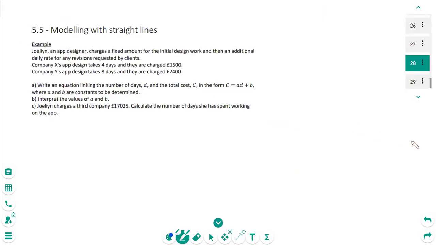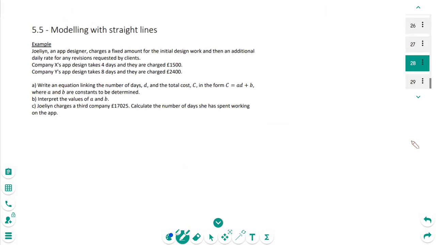Hopefully she doesn't mind. An app designer charges a fixed amount for the initial design work and an additional daily rate for any revision requested by clients. Company X app design takes 4 days and they charge £1,500. Company Y takes 8 days and charges £2,400. Write an equation linking number of days and total cost in the form C equals AD plus B, where A and B are constants to be determined.